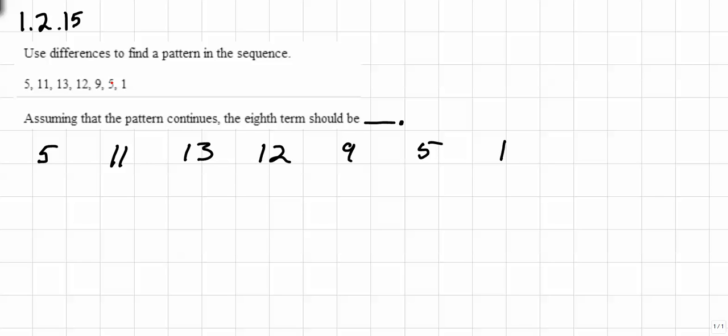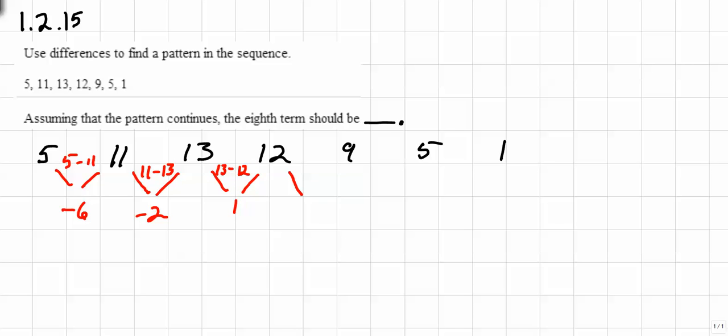And then what I'm going to do is find the difference between these two numbers. That's going to be 5 minus 11, which is going to give me a negative 6. I'm going to do that for this next set right here also. And I'm going to have 11 minus 13, which will be a negative 2. And then I'll have 13 minus 12 right here, and I will end up with 1.